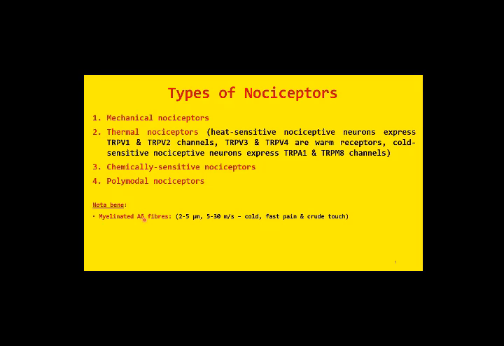So A delta fibers are the myelinated nerve fibers, and you can see the diameter is around 2 to 5 micrometer. So they have a large diameter. Hence, you can see the conduction velocity is fast as well. And these are usually myelinated, enclosed by the myelin sheath.